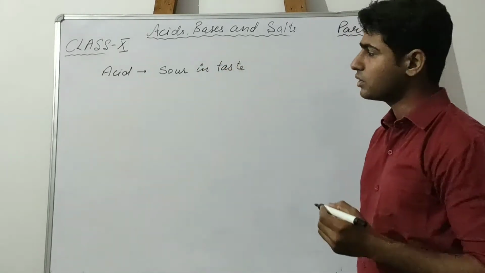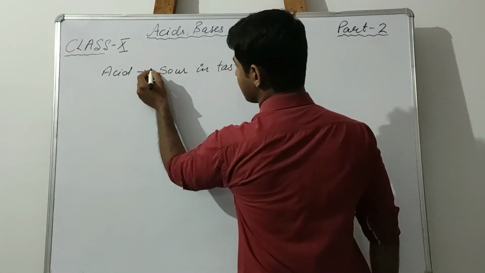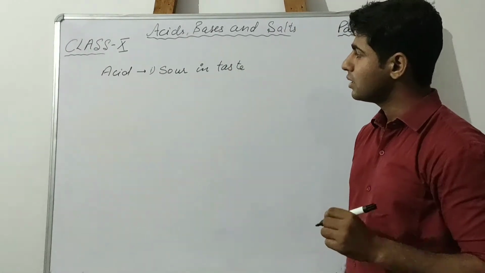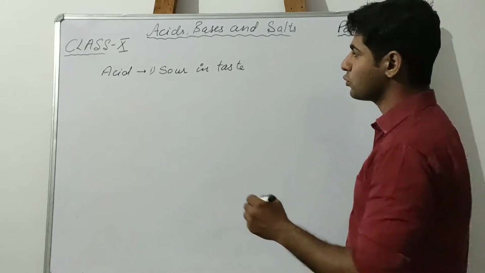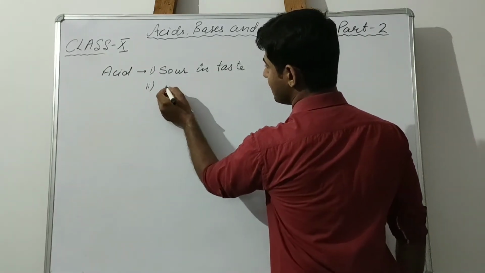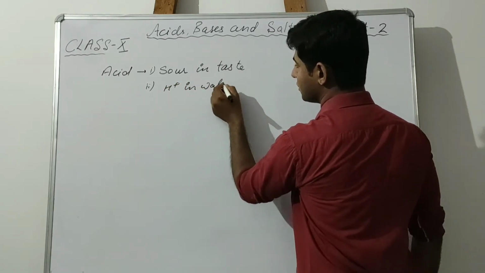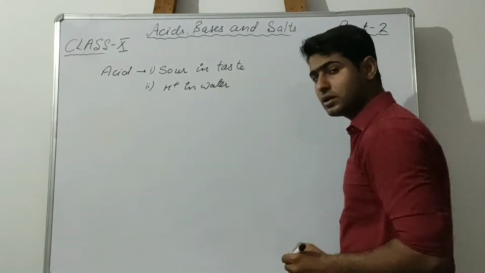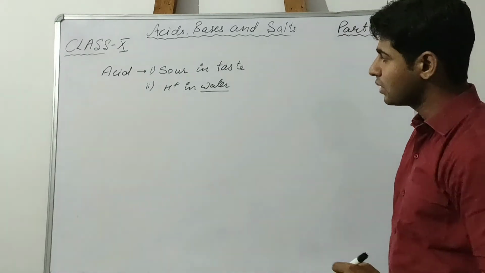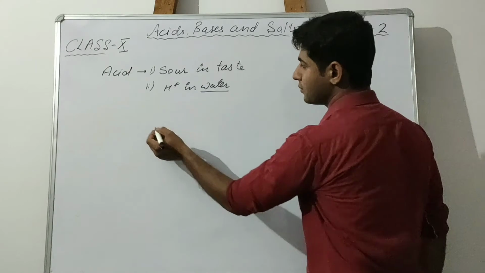यह लास्ट वीडियो में ऑलरेडी हमने डिस्कस किया था, एसिड्स की प्रॉपर्टी क्या है. First property is that acids are sour in taste. Second property of acid is that acid will give H positive ion in water. वाटर के अंदर H positive ion, वाटर के अंदर इंपॉर्टेंट है. Okay, they will give H positive ion in presence of water only.